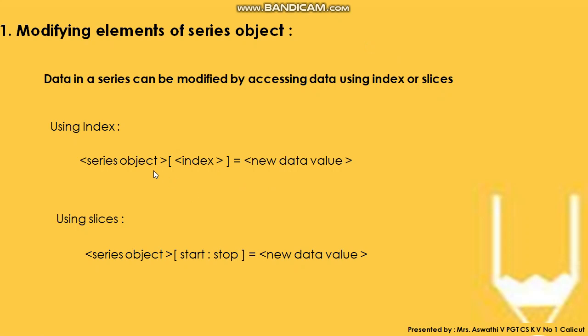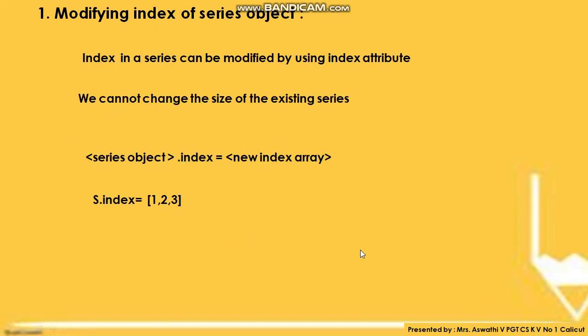So see the example syntax here. If you are using index, you have to write series of bracket index is equal to new data value. If we are using slices, then series object bracket start, stop and step value also you can use, equal to new data value. To see examples, before that we will see modifying index also.